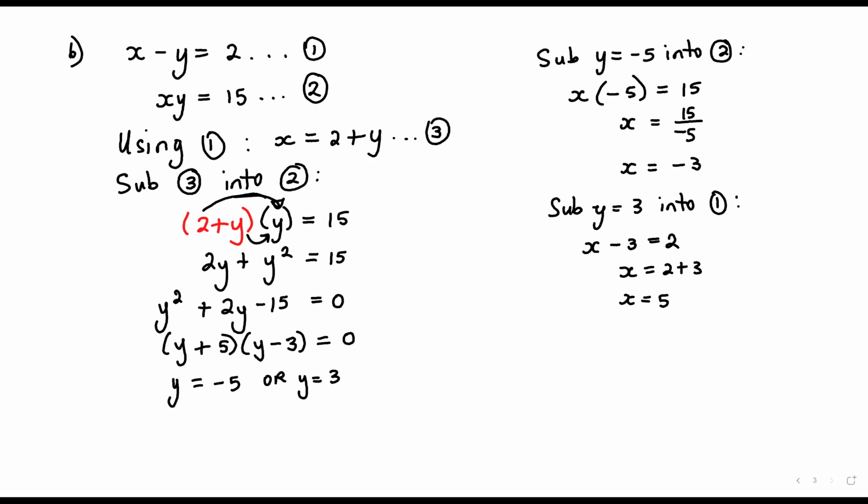So my solution for this pair of simultaneous equations would be when x is equal to negative 3, y is equal to negative 5. And when x is equal to 5, y is equal to 3. Girls, I want you to try one for me. Try for me.